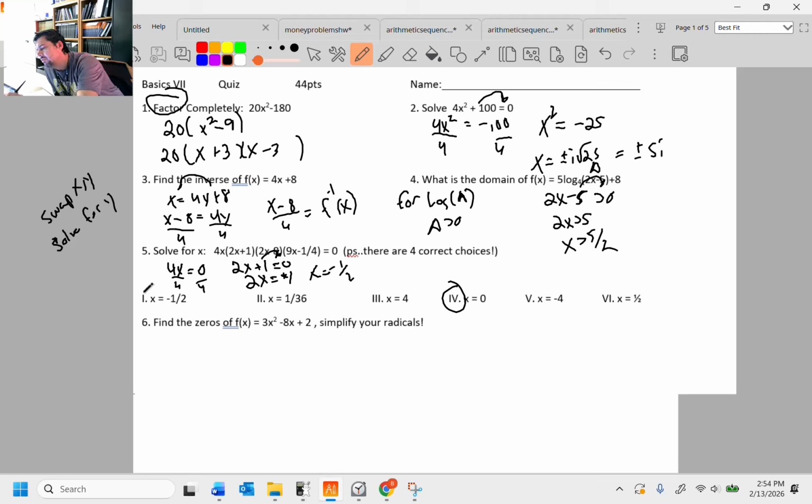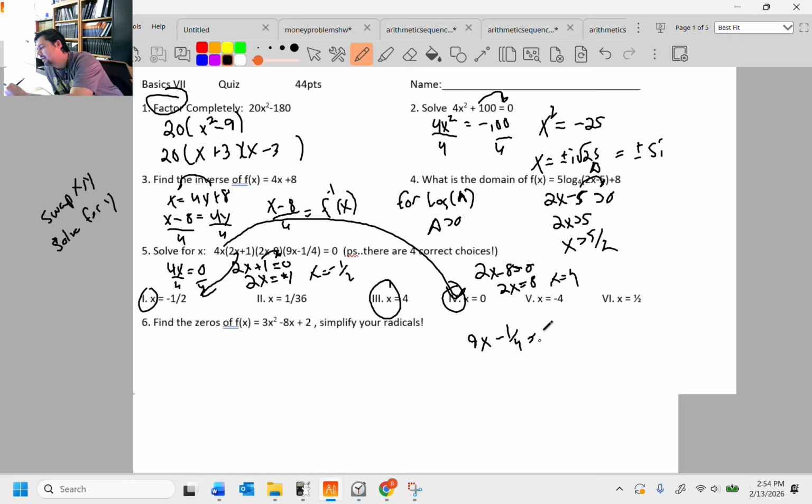You ought to be able to do every bit of this problem in your head. There's a 2x minus 8 equal to 0. You add 8. You divide by 2. X is 4. And then there's this one, the 9x minus 1/4 equals 0.